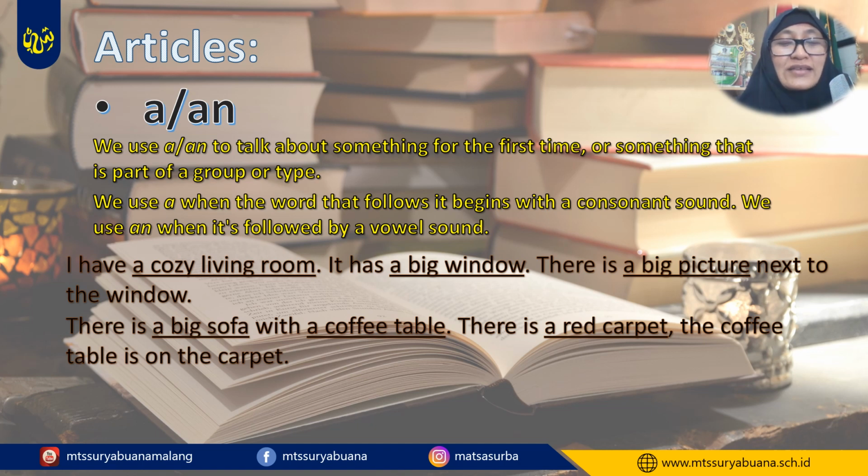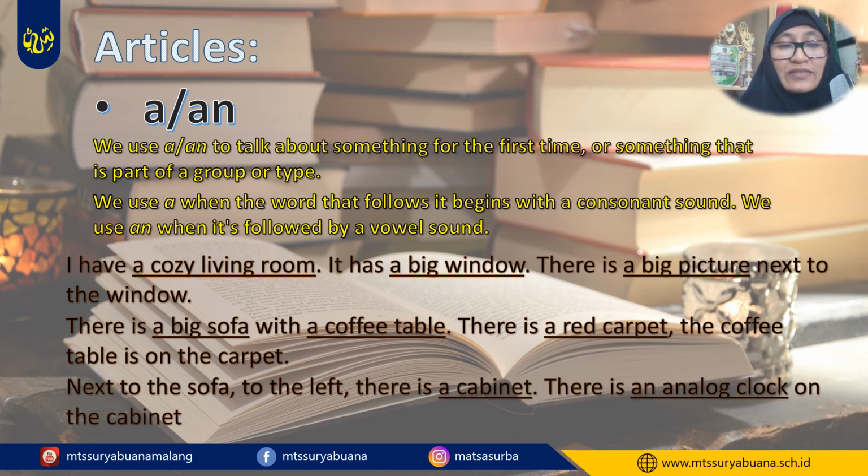And look at the next example. There is a big sofa, similar to the previous example, a big. A coffee table, coffee, k, it's a consonant sound. A red carpet, okay, red begins with a consonant sound. The coffee table is on the carpet. And look at this. Next to the sofa to the left, there is a cabinet. There is an analog clock on the cabinet. An analog clock, here is a vowel sound.